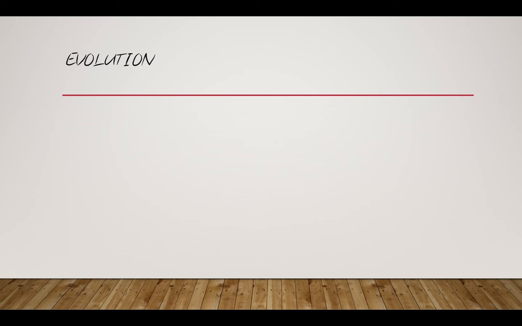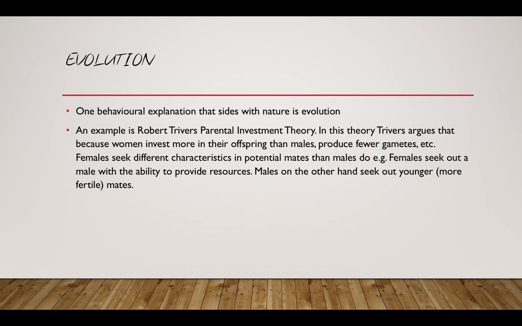So, evolution. Another nature explanation for our behavior is evolution. An example of an evolutionary behavioral explanation is Robert Trivers' parental investment theory. In this theory, he argues that males and females, broadly speaking, select different characteristics in members of the opposite sex. This is because of our biology, according to Trivers.